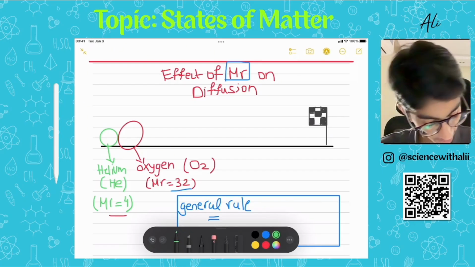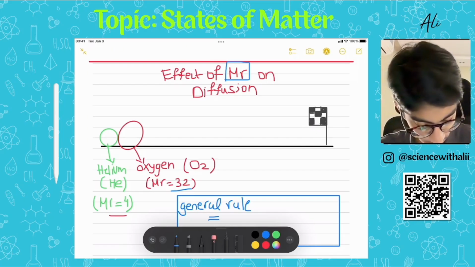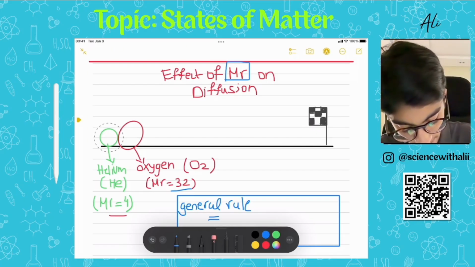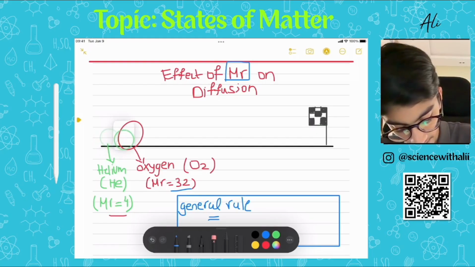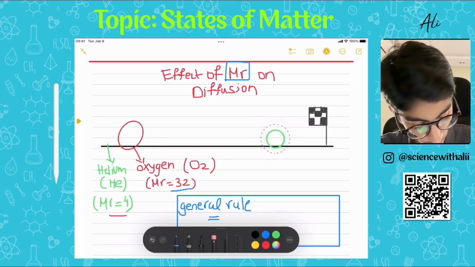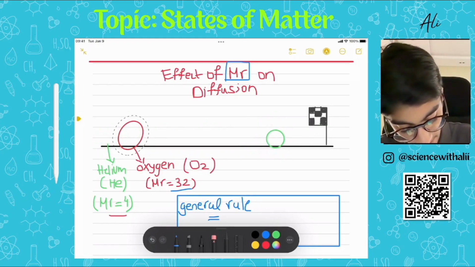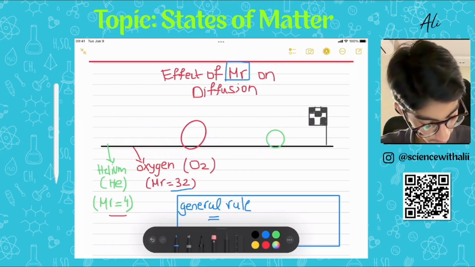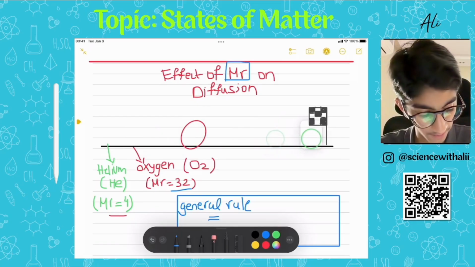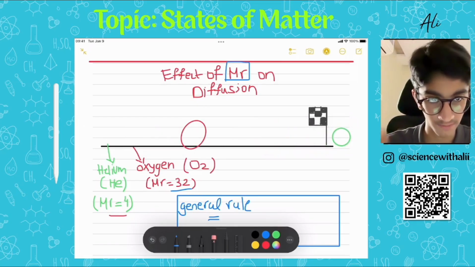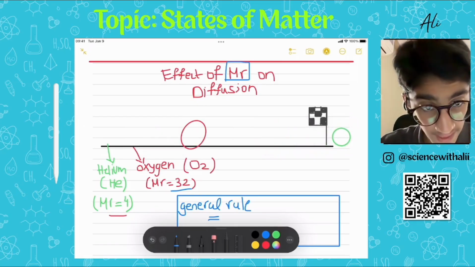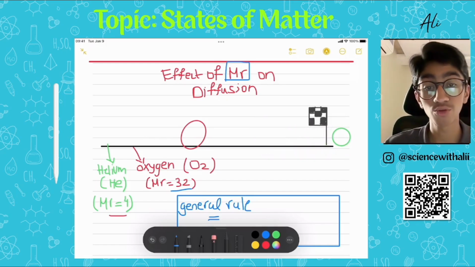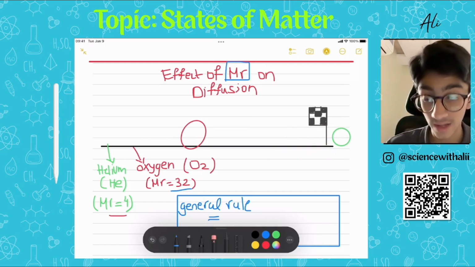So let's simulate this race real quick because I want to do it. Why not? So I have helium. Helium will go ahead and by the time helium is at the finish line, the oxygen molecule will be somewhere around here, and helium will have finished the race. Yay, confetti! So this means that a gas will diffuse more quickly when it has a lower relative mass.